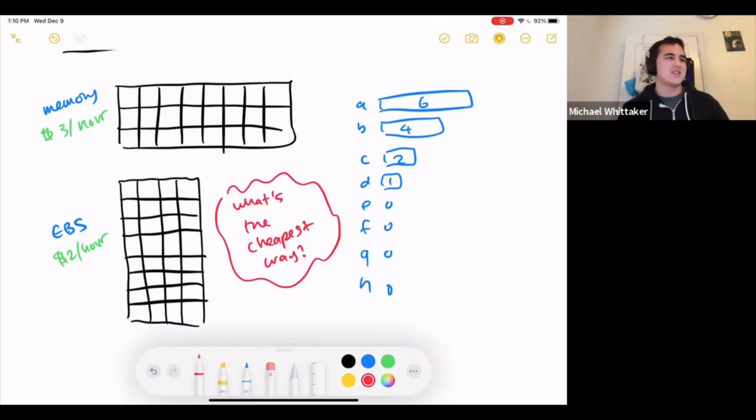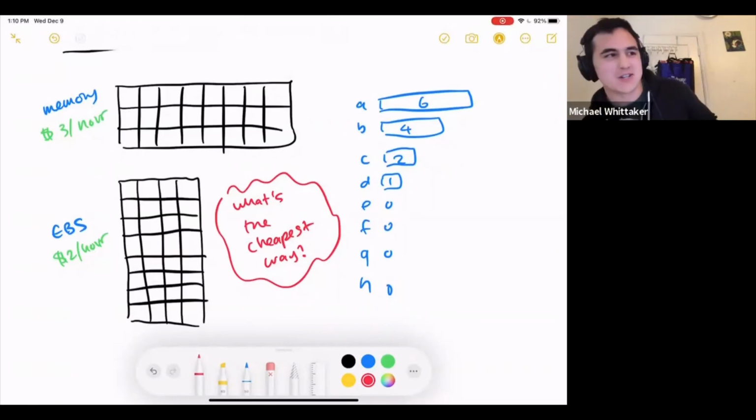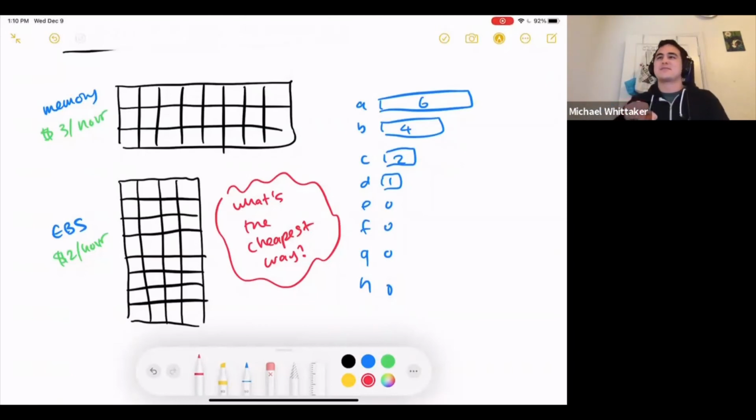Before we start, is the setup clear? Like what the problem is: I have to pick the right number of machines and put keys on different machines. Okay, I assume it is. Maybe spend a minute or two thinking to yourself about what the cheapest way to do it is, and then I'll show you the answer. If you know it, feel free to post it in chat.